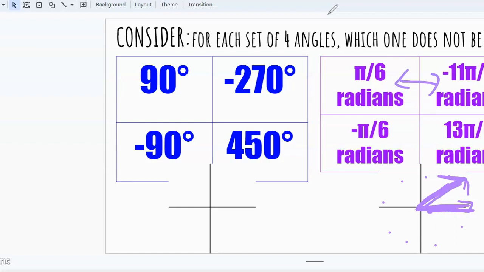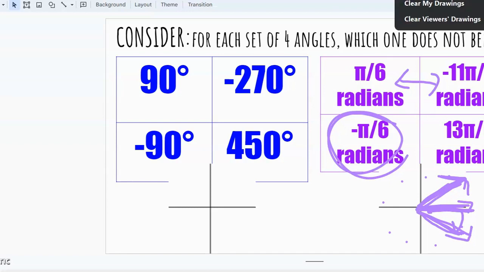Next, if I have negative pi over 6, that means I went down 1 pi over 6. So I'm looking at this angle here, which as it stands right now, that is not the same thing as my top two. And then if I have 13 pi over 6, well, let's think about it. We know for the pi over 6 family, we have 12 of them that make one full rotation. So if I have to get to 13, it means I went one rotation and a little bit higher, so I'm currently at 1 pi over 6. So the one that does not belong is actually the negative pi over 6. That is the one that does not belong.